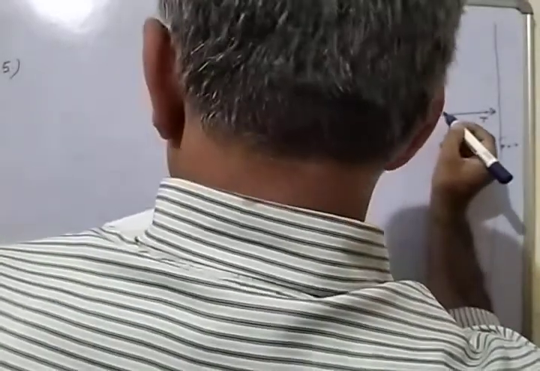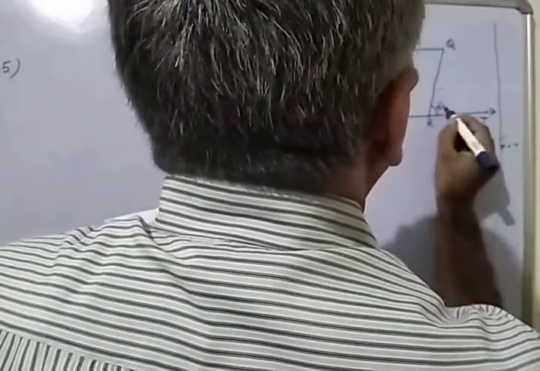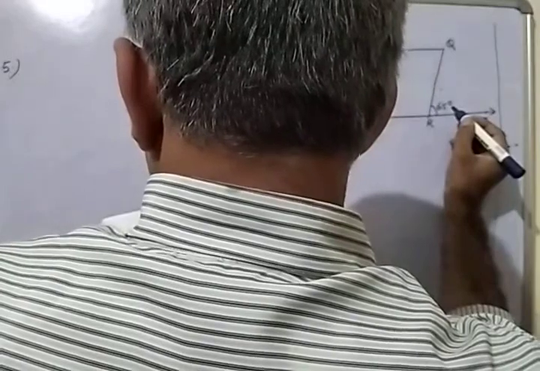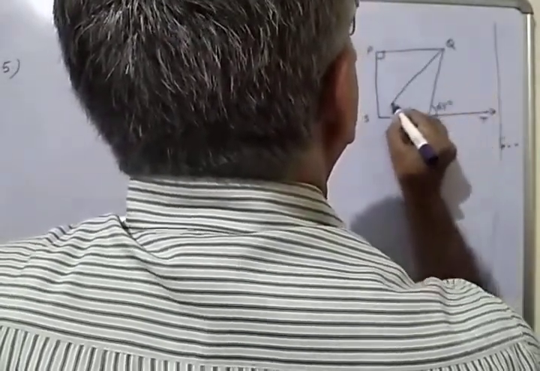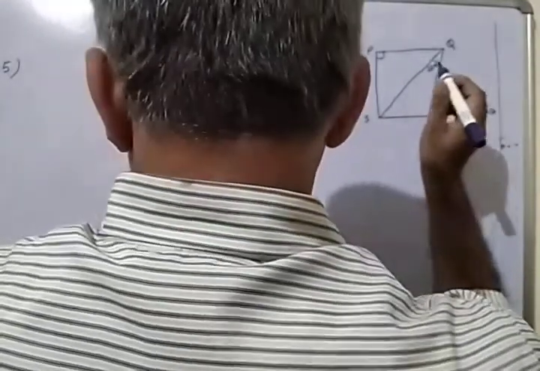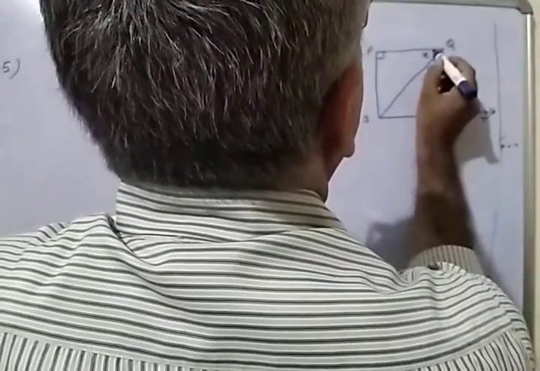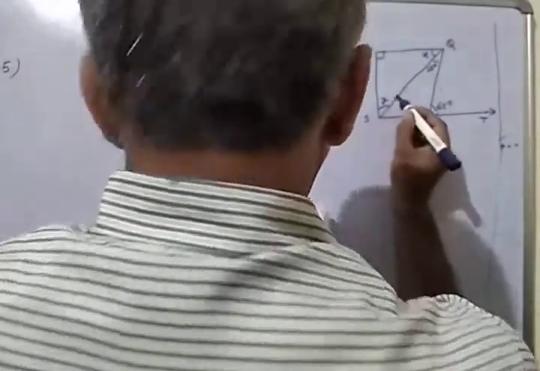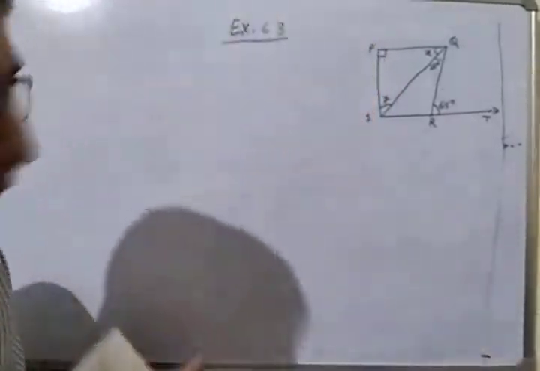Angle QRT is 65 degrees, and SQR is 28 degrees. Now join here, this one is SQR 28 degrees, here is angle X, and here is angle Y. Find the values of X and Y. This is the question.